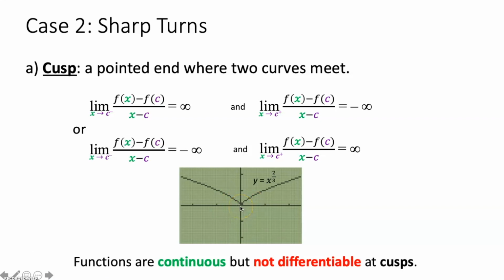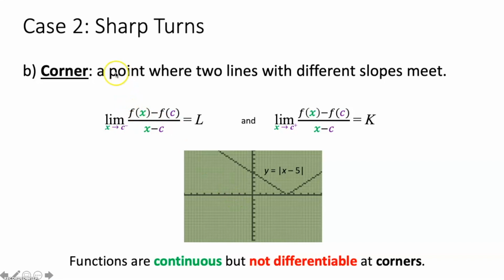Therefore, the function cannot be differentiable there. Case 2 for a sharp turn is a corner. That's a point where two lines with different slopes meet. So a cusp was a point where two curves meet. In this case, we have two lines meeting.